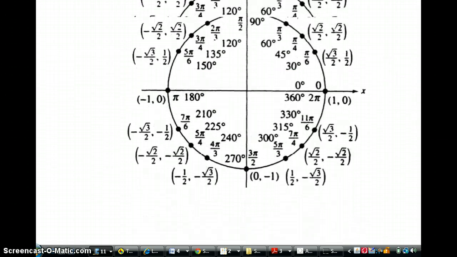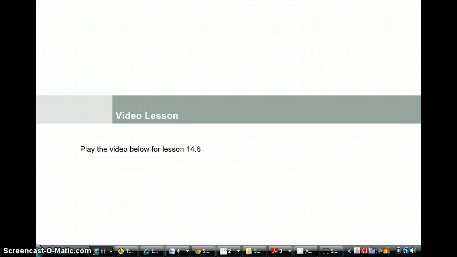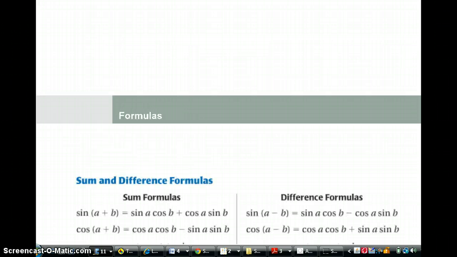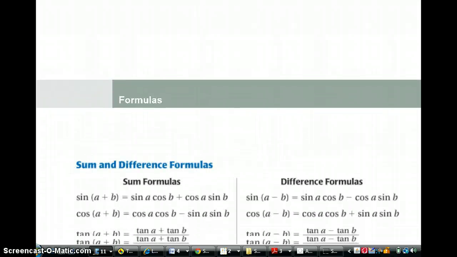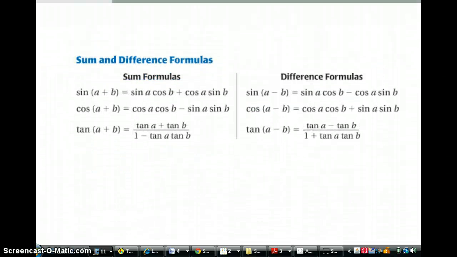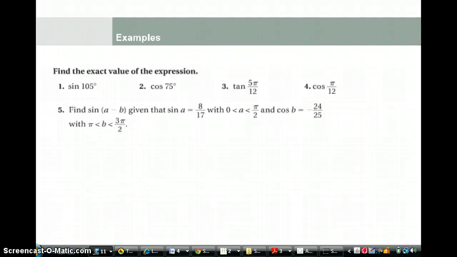This lesson will require you to understand the unit circle. We will be using lots of these values, and when I said earlier expressing non-standard angles in terms of standard angles, these are the angles to which we're referring. These are the formulas that we will be using today. Let's not spend too much time going through those and turn to one of our first examples.